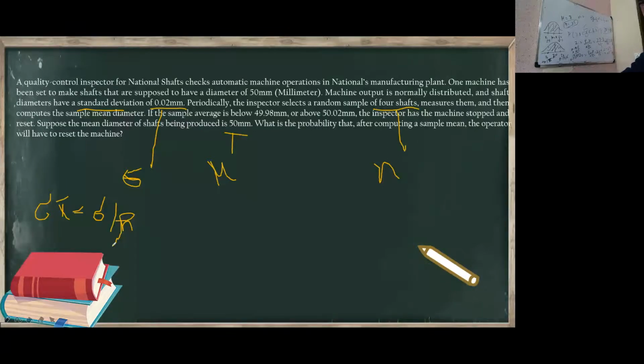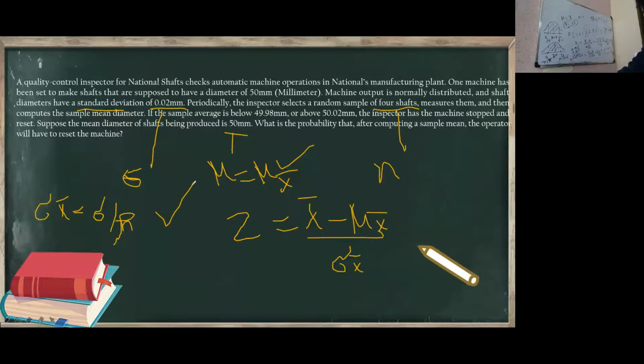So if you have these two things, then you can also get z, which is x bar minus mu x bar upon sigma x bar. So you have all these values. What x bar is here: it says that if the sample average is below 49.98 or more than 50.02, so this is the case, more than 50.02 and less than 49.98. This one you are interested in calculating.